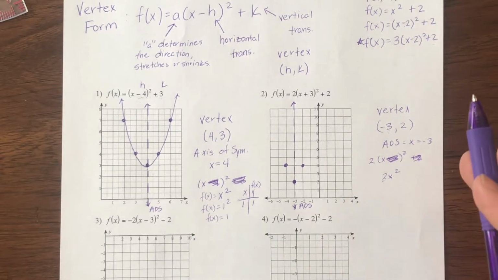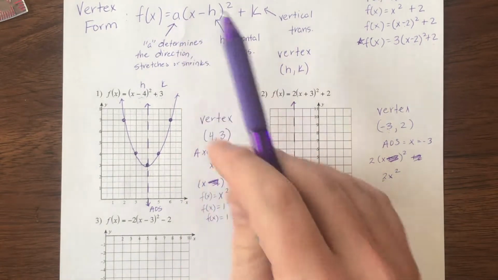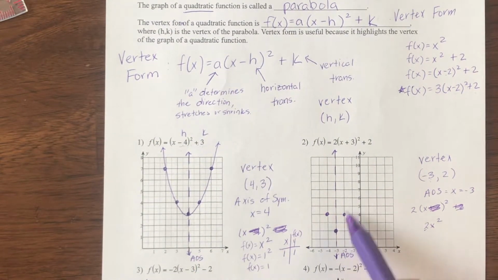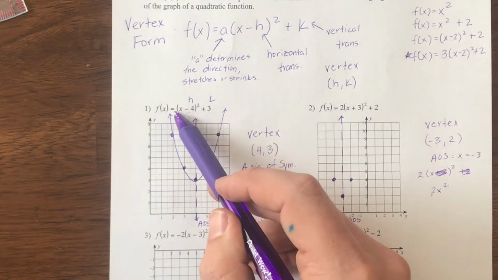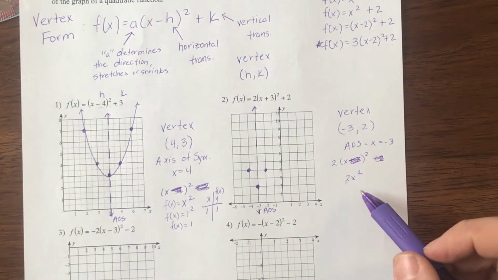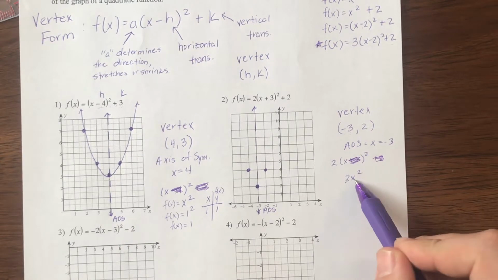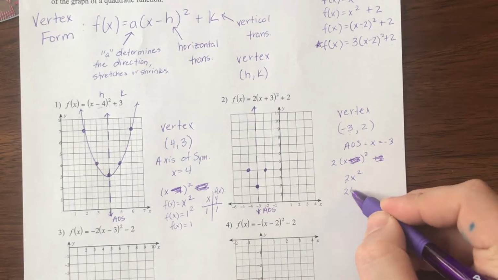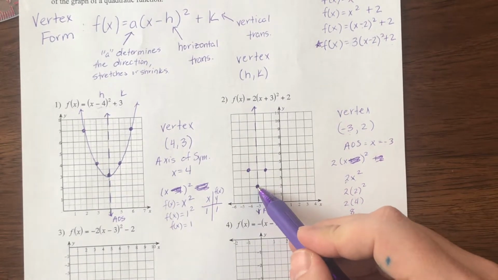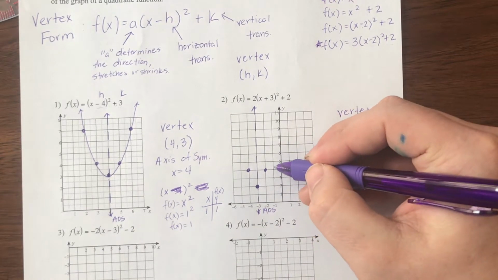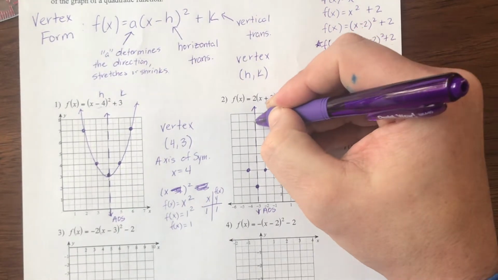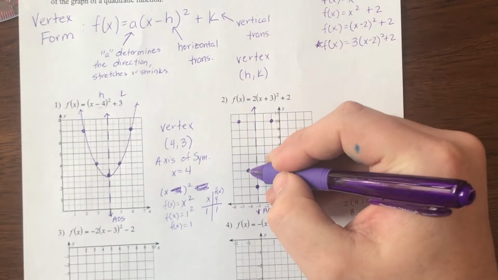So the shortcut is: whatever A is, you can go right or left 1, and then go up by A if it's positive, down if it's negative. Look over here, A was 1, so we went right 1 and up 1, left 1 and up 1. To find the next point, put in 2. 2 times 2 squared is 2 times 4, and that's 8. So from your vertex, go right 2 and up 8: 1, 2, 3, 4, 5, 6, 7, 8. I only have to find one point now, because I can come over here and go 1, 2, up 8 as well. And then I have my parabola.